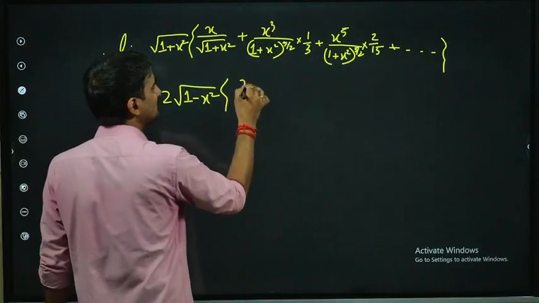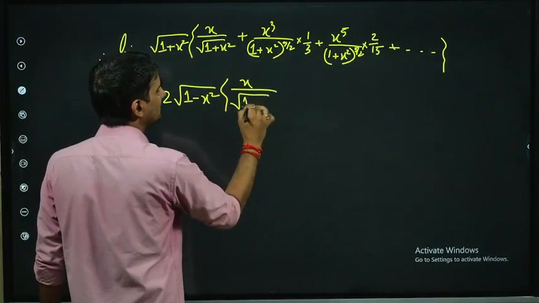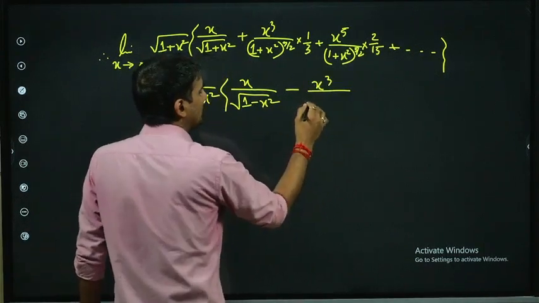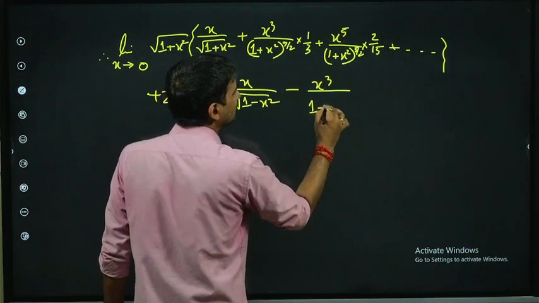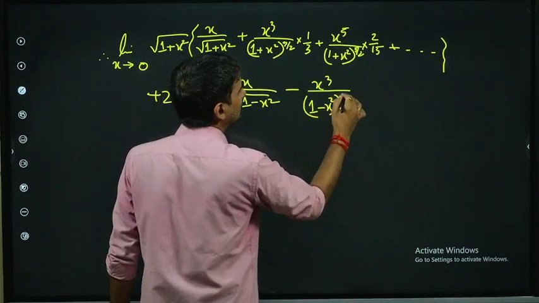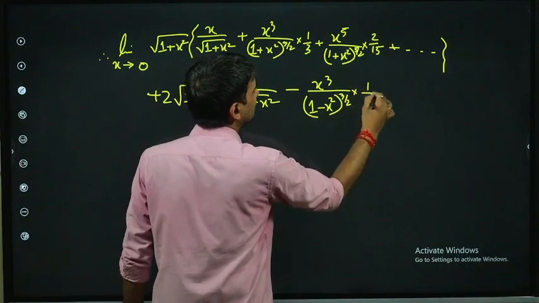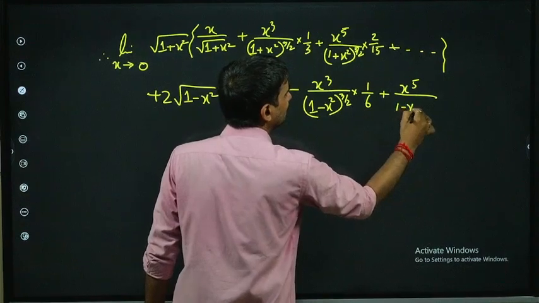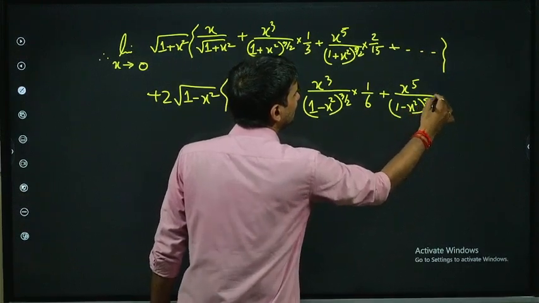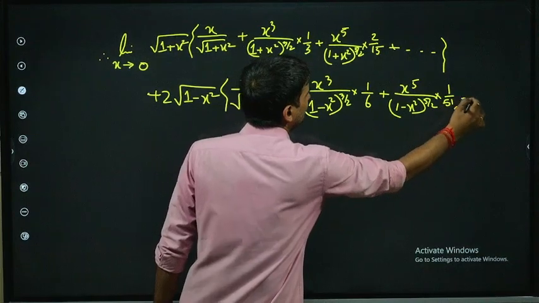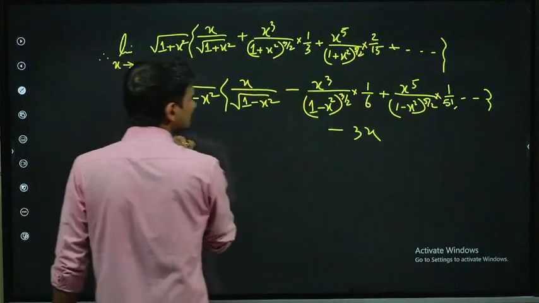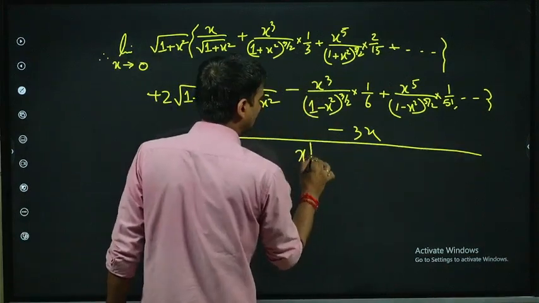So it's t again, x upon under root of 1 minus x square minus x cube upon (1 minus x square) raised to the power 3 by 2 into 1 by 6 plus x raised to the power 5 upon (1 minus x square) raised to the power 5 by 2 into 1 by 5 factorial minus dot dot dot, minus 3x, whole divided by x raised to the power p.